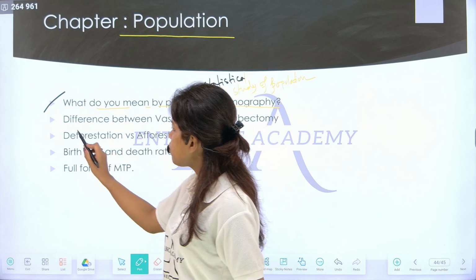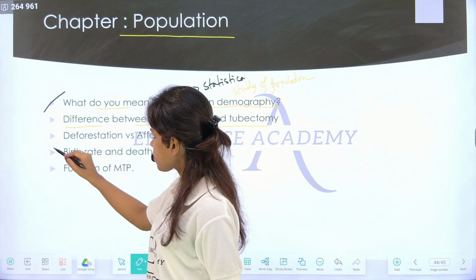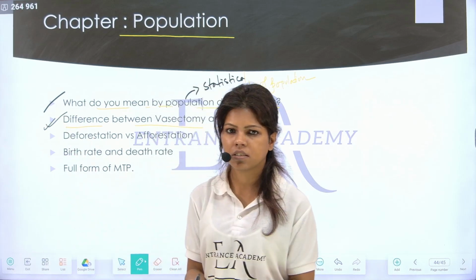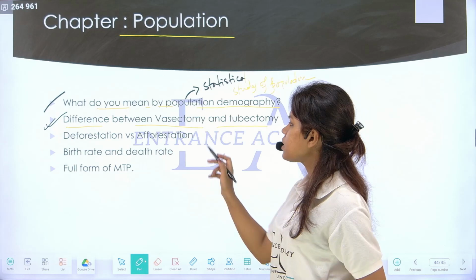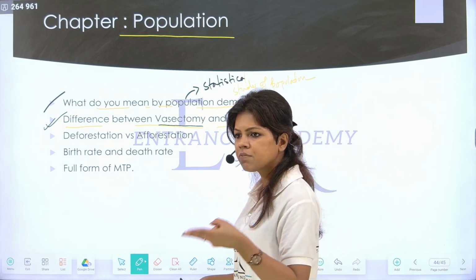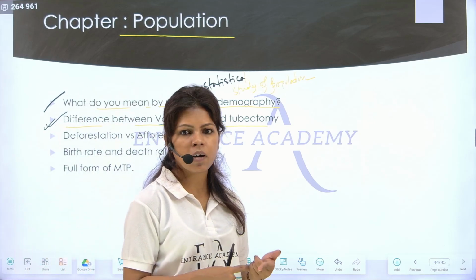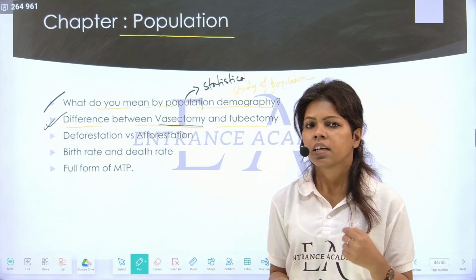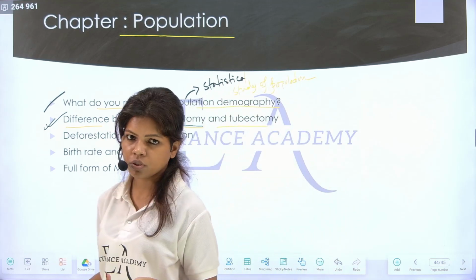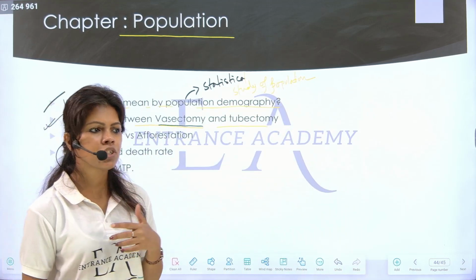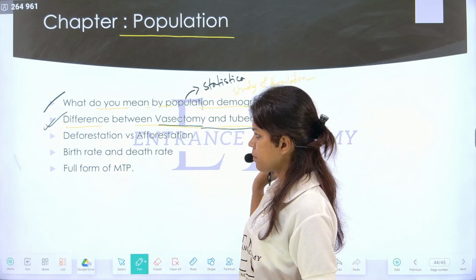Next, difference between vasectomy and tubectomy. This is a very important question. These two are the surgical methods in humans to prevent pregnancy. Vasectomy is a surgical method in male where the vas deferens is cut and ligated to inhibit the transportation of sperm. Whereas in case of tubectomy, the fallopian tube is cut and ligated so that the ovum cannot be transferred. So these two are the surgical methods which the female and male apply to prevent pregnancy.